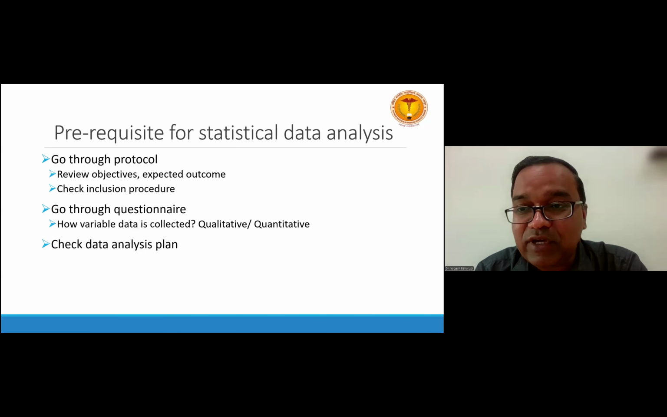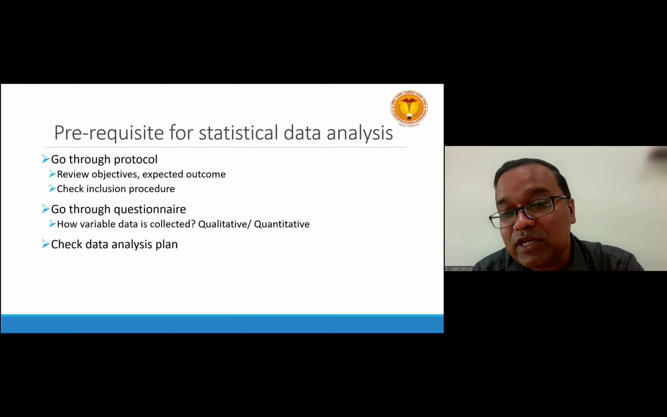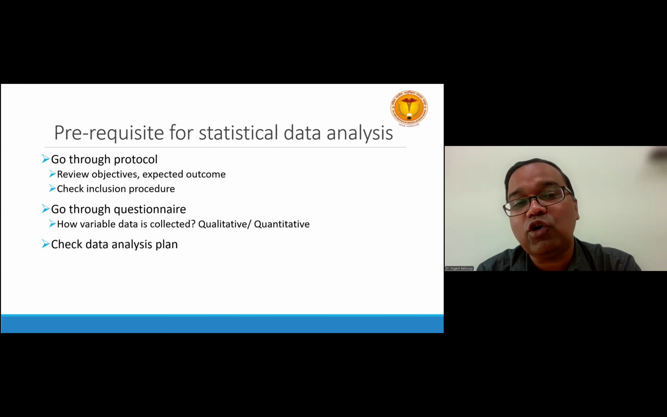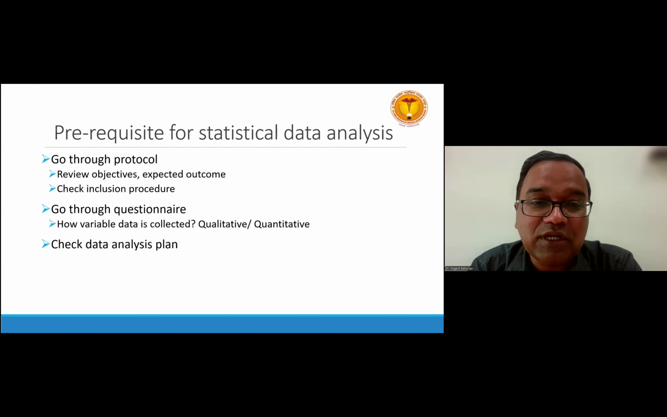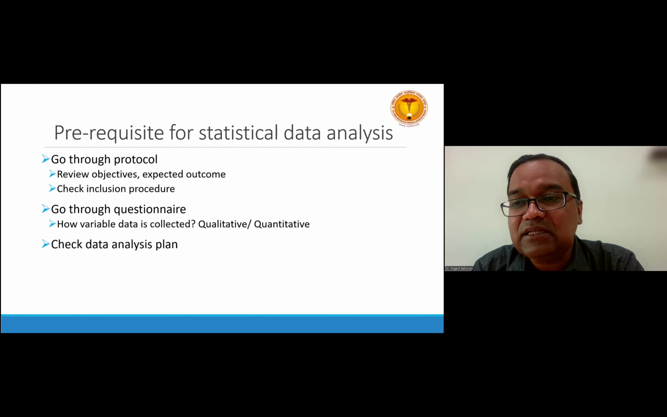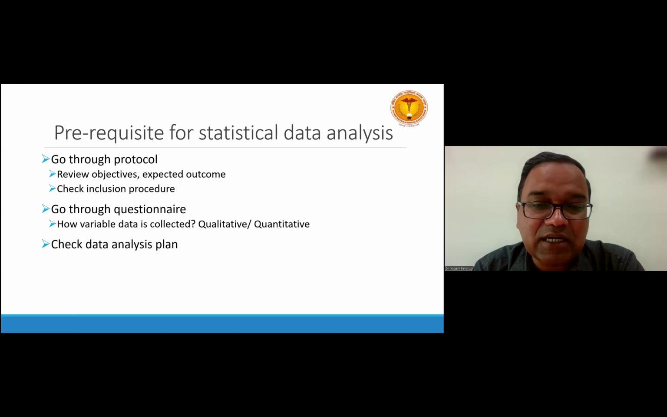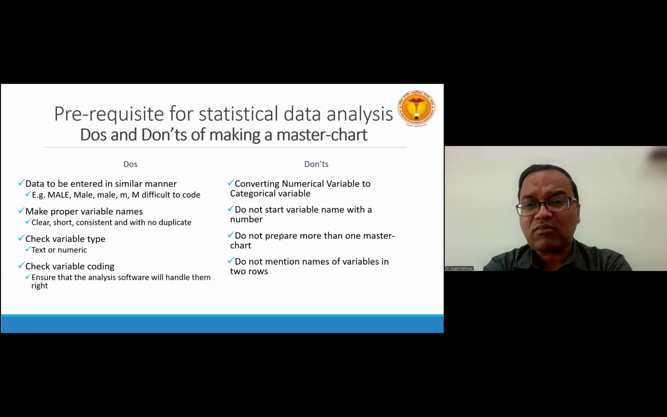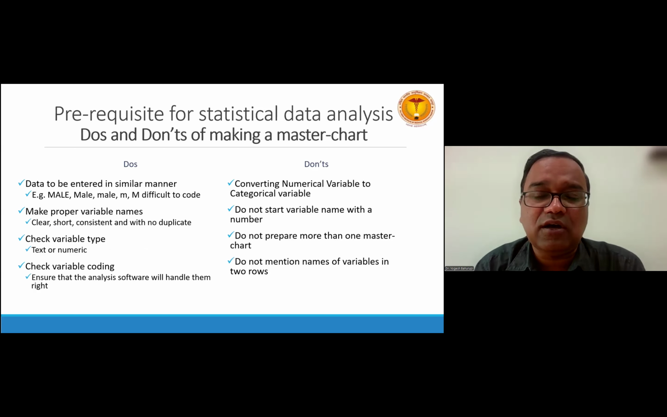Now the same age can be a quantitative variable, a qualitative variable, a continuous variable, or even a discrete variable. That is the reason I am requesting you all to have a look at the data collection tool, how the data is collected, and then see the data analysis plan from the protocol. The protocol is like a guiding document. It is going to guide us on how we are going to analyze our data, and how our expected outcomes are quantified. This is how we basically start analyzing the data.